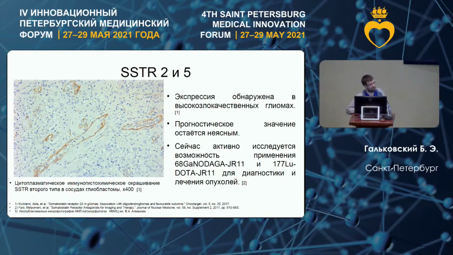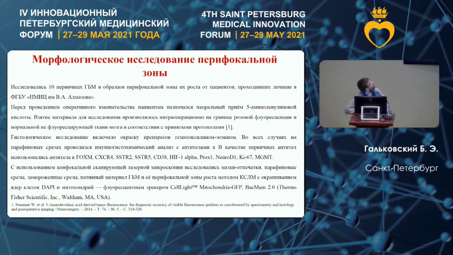Receptors of type 2 and 3 were recently actively studied for diagnosis and treatment of neuroendocrine tumors. There are a lot of marked agonists and antagonists, and this may be used for targeted treatment of glial tumors as well.